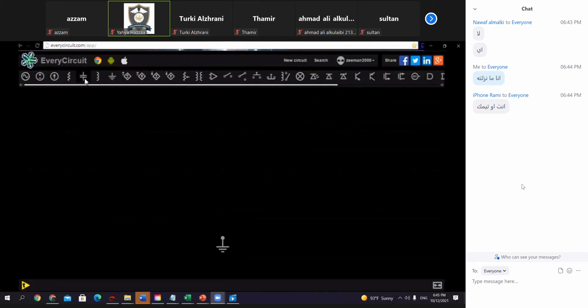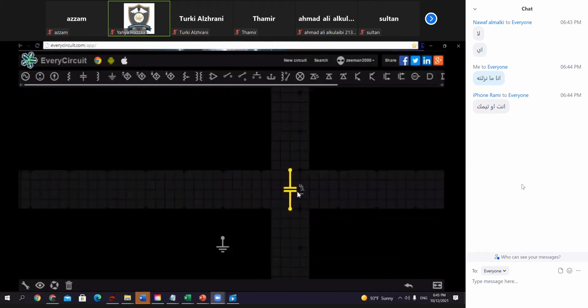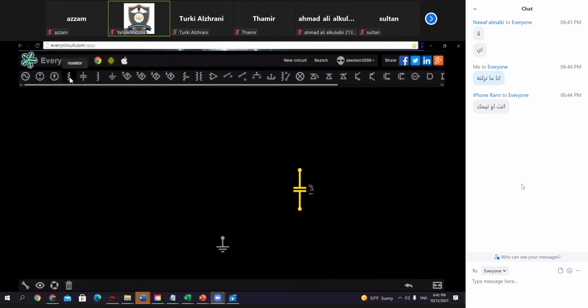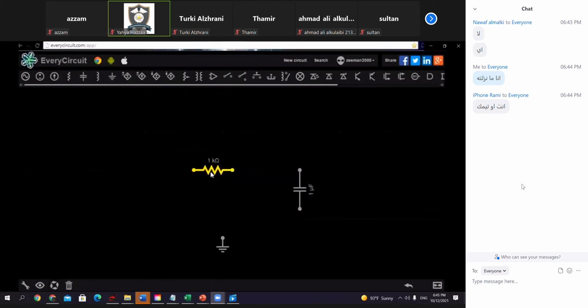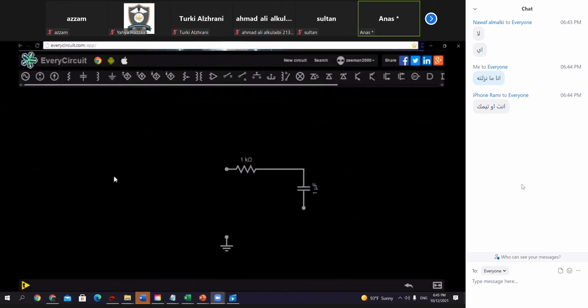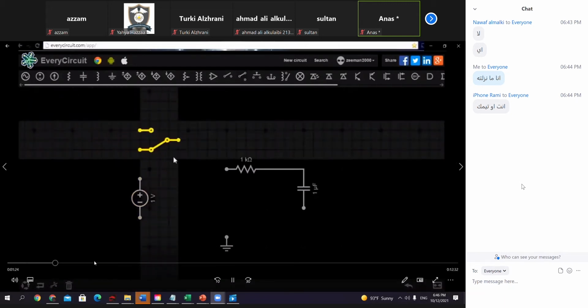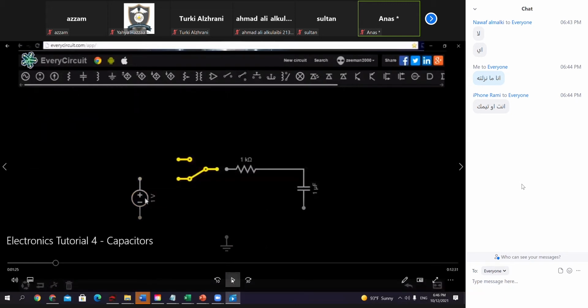From the component list we select a capacitor and a resistor. We will connect the two components in series. We then add a power supply and a single pole double throw switch. We now connect the circuit together.